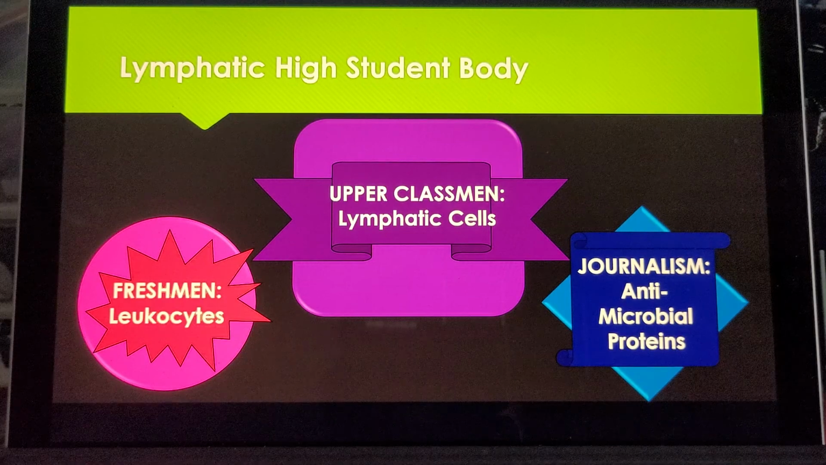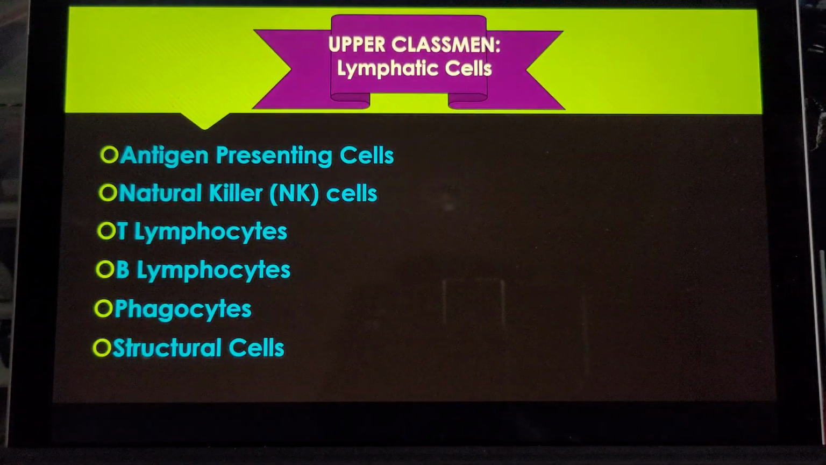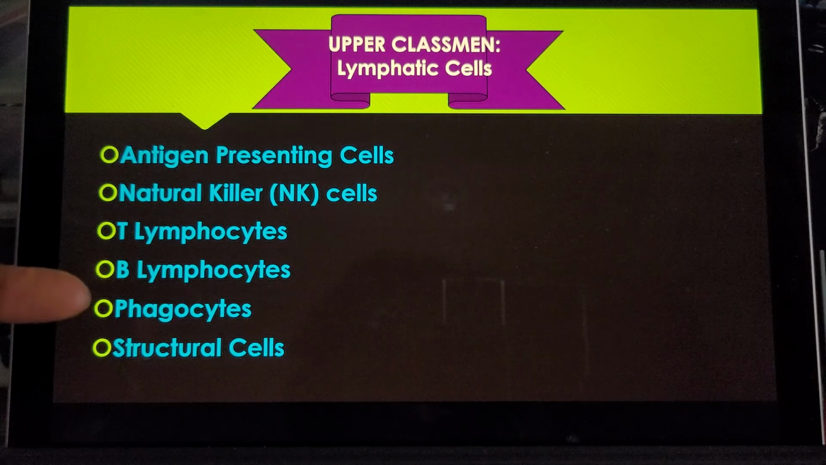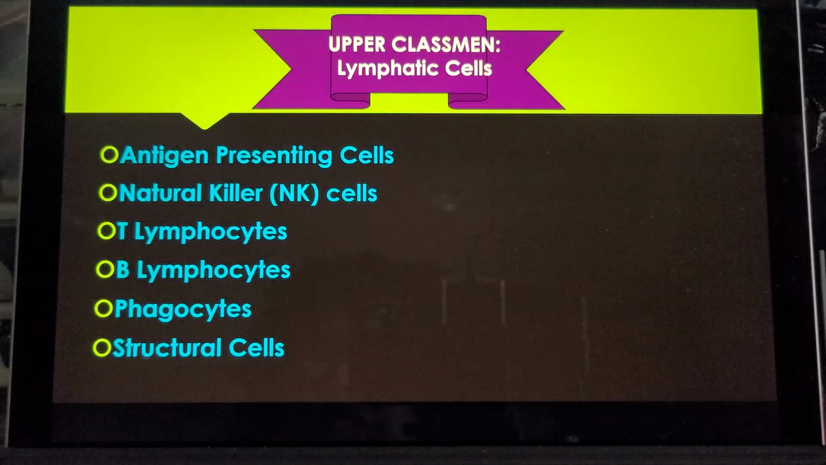Okay, let's get started. So with our upperclassmen, these are lymphatic cells. So we have our antigen presenting cell. This is a category of cells. So we have different cells that are in there. They also fit in the phagocyte section. Their job is to literally engulf the foreign pathogen, digest and break most of it up.